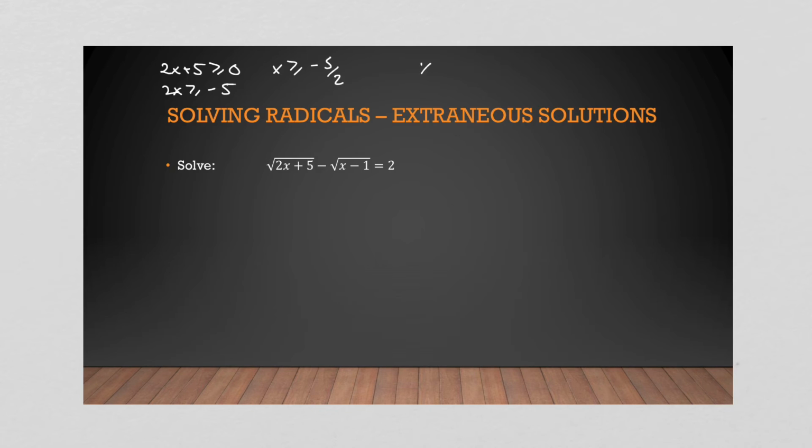And then we have x minus 1 has to be greater than or equal to 0, so x has to be greater than or equal to 1. Now, only this one satisfies both, so that is our important domain restriction. So we'll start there. And now we'll solve.